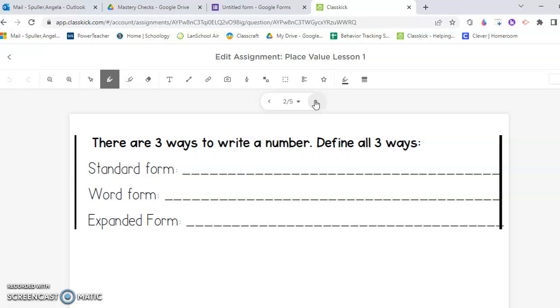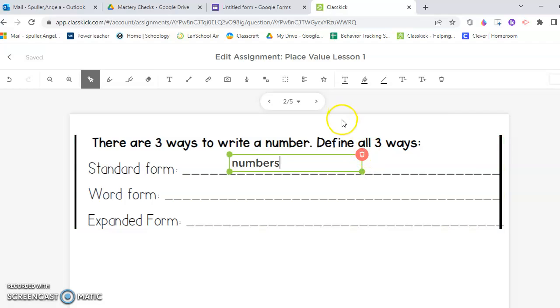There are 3 ways to write a number, and we're going to define all 3. Standard form is just numbers. That's all it is. An example of this is 4,567. I don't know why the 8 went there, my fingers followed.